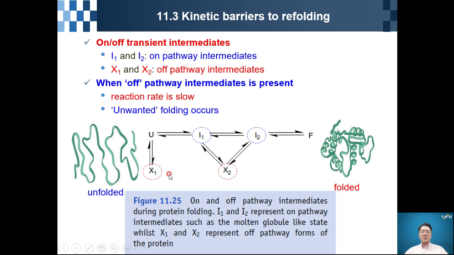Usually the folded protein should be like this, but when an off pathway intermediate is present, there is unwanted folding, for example, the protein is not fully folded or is loosely folded. So it means that unwanted folding can occur.